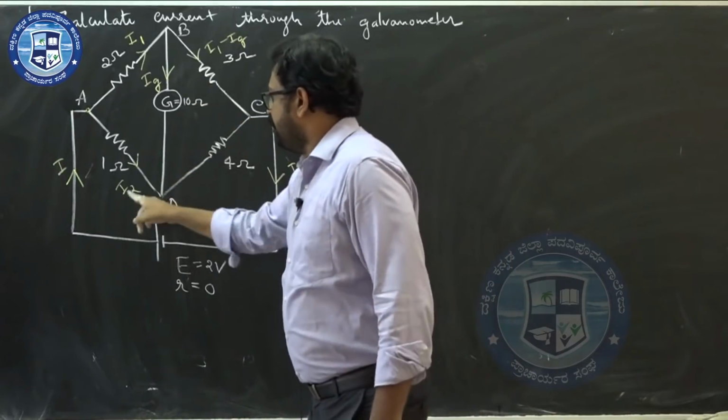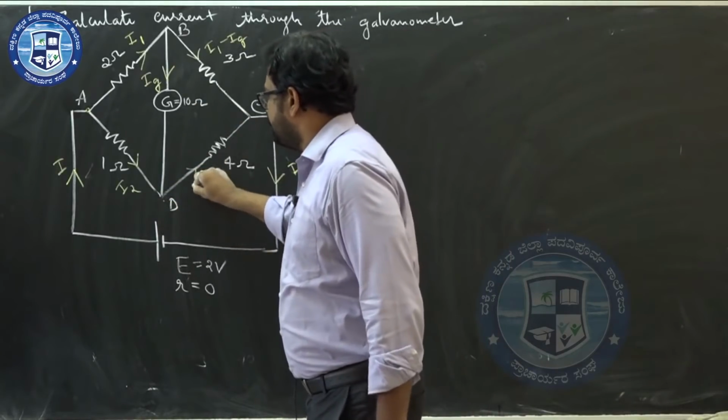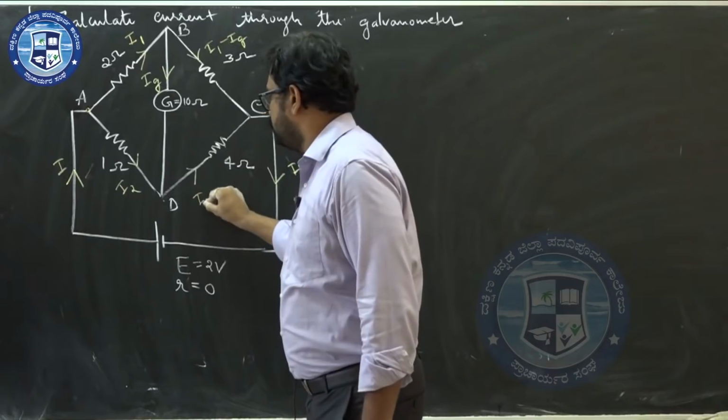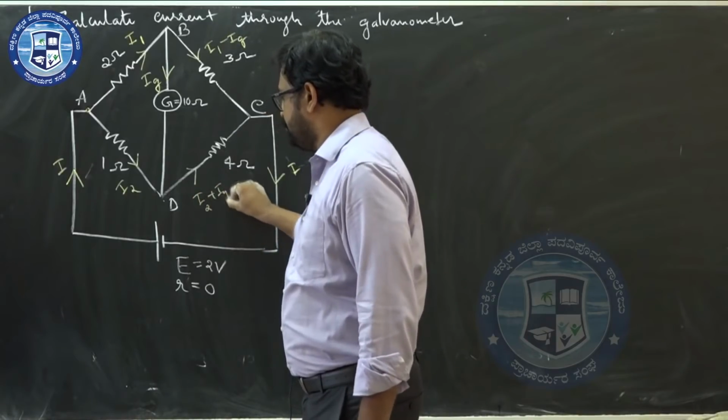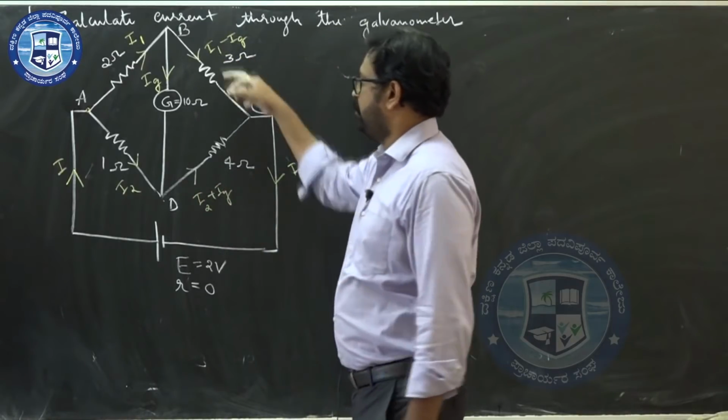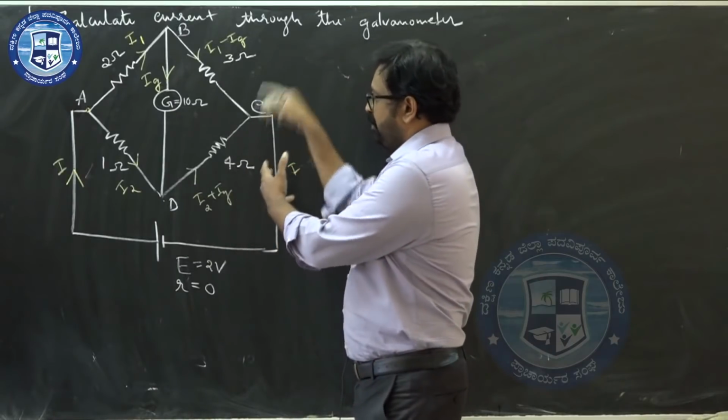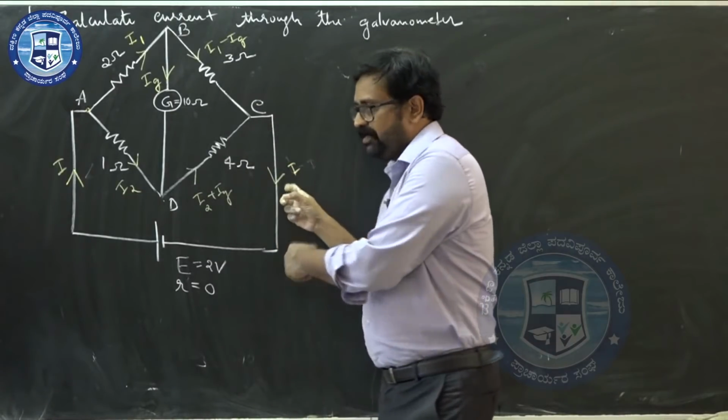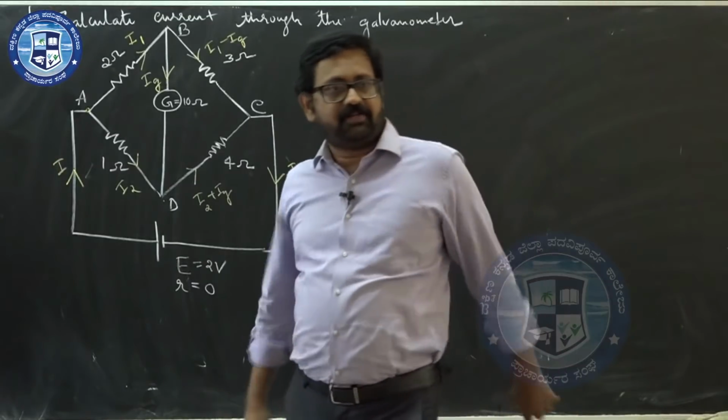Now, this IG will add up to I2, together they will flow through the 4 ohm resistor, that is surely I2 plus IG. And I2 plus IG and I1 minus IG will add up together, where IG will get cancelled, and I1 plus I2 will be nothing but I. This is a well known fact.